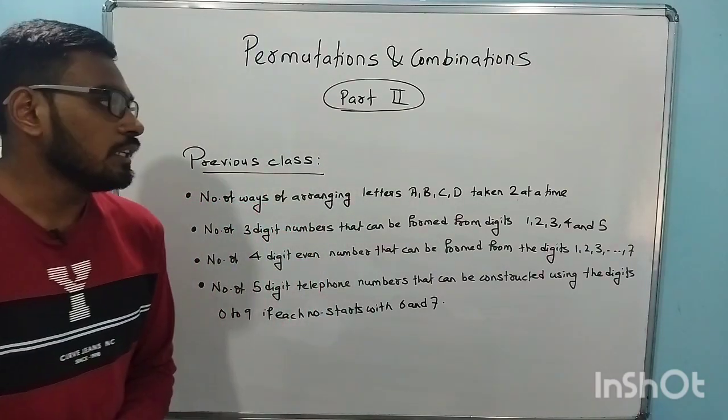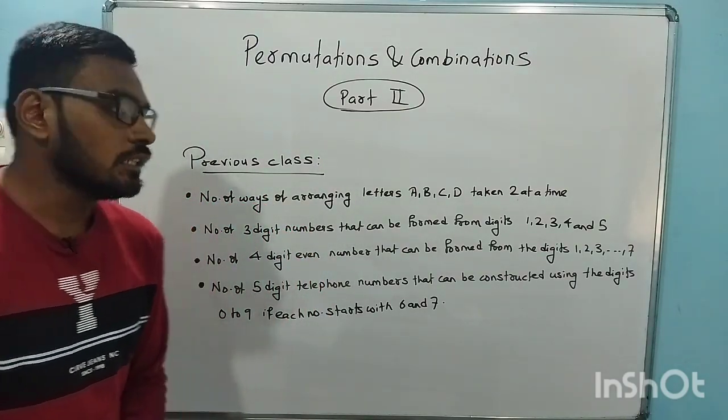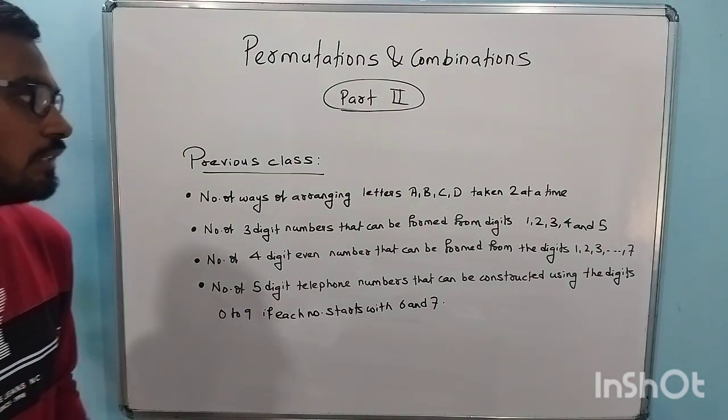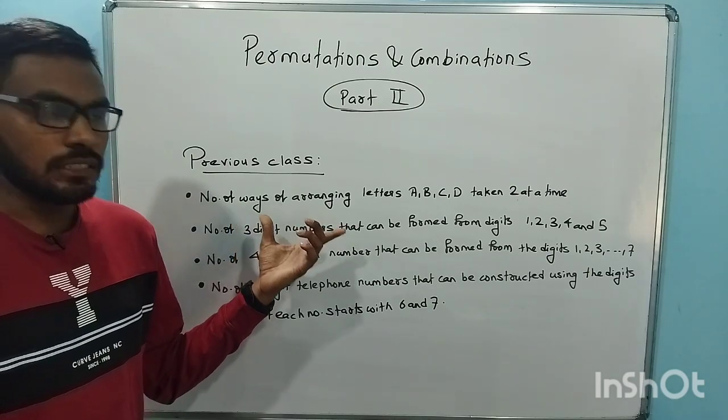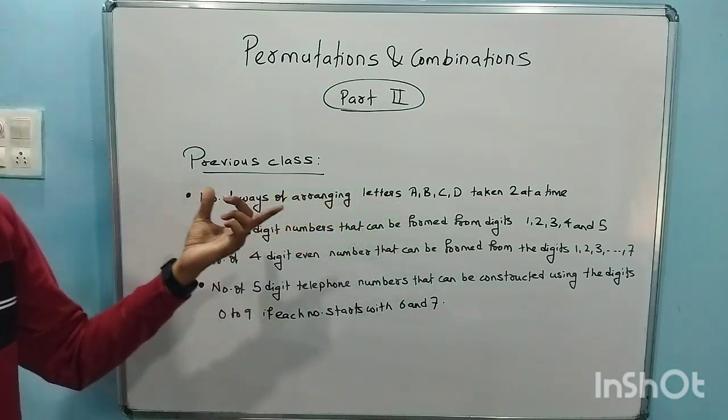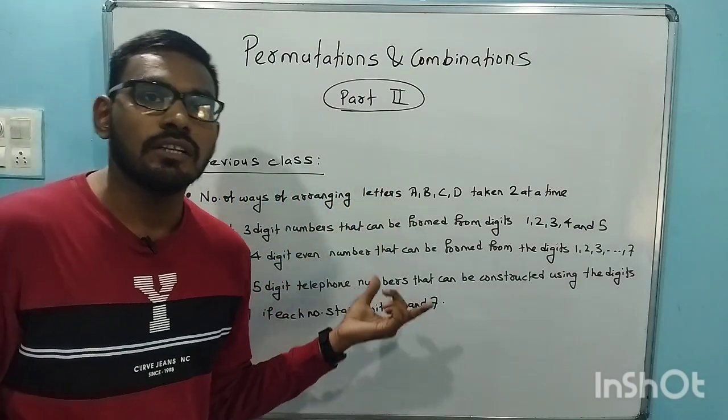So today we'll continue with the lesson permutations and combinations. These are the things that you have learned in the previous class. Basically what you have learned: arranging objects taken some or all at a time. Arranging distinct objects taken some or all at a time with and without repetition.